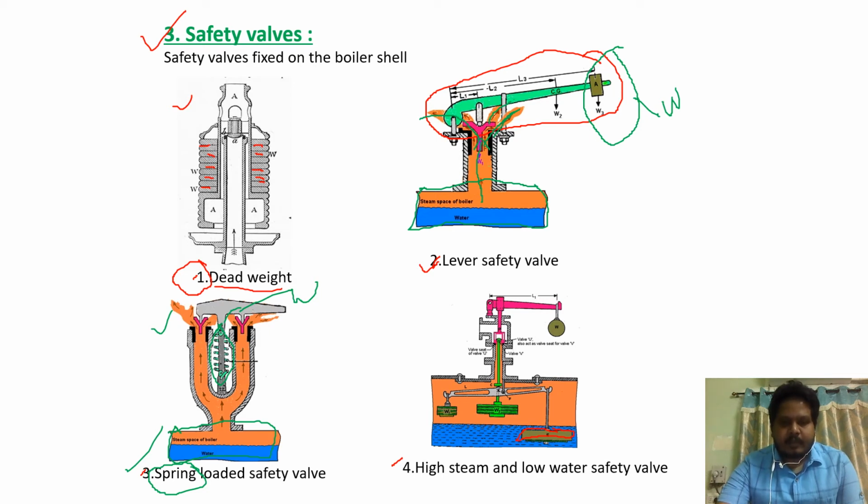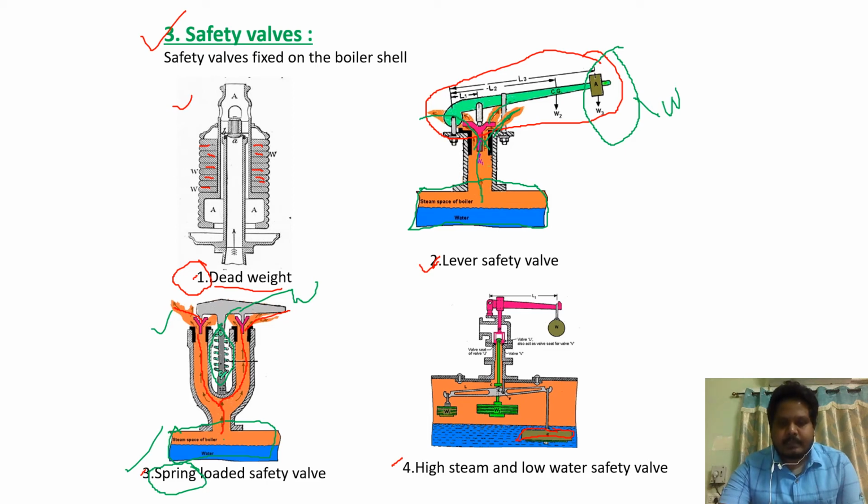When the pressure is more, the steam will enter the valve and lift the weight. Since the weight is connected to the spring, when the weight is lifted, the spring will be expanded. After the steam has gone off, it will come back to the original position. So this is the operation of the spring loaded safety valve.